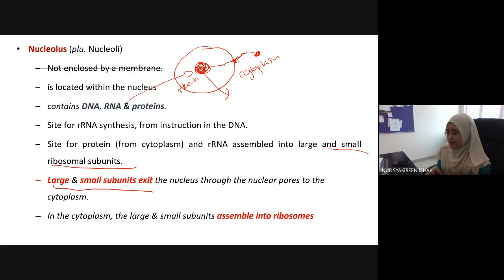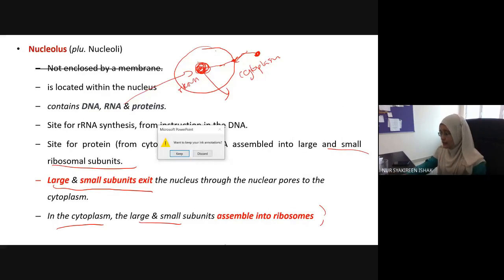So it forms the large subunit and the small subunit, and then these two subunits exit the nucleus through the nuclear pore, and then in the cytoplasm, these subunits will assemble to form the ribosome.